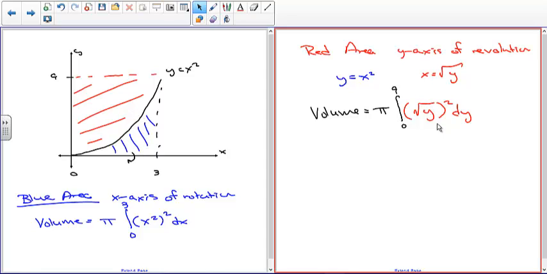So that's the radius, and then you square it because you're dealing with a circle, pi r squared. You integrate with respect to y, and instead of the limits being from 0 to 3, they're from 0 to 9 because those are the y limits associated with that. And which one do you think would be bigger? You would think the red one would be, just because of the way it's curved.